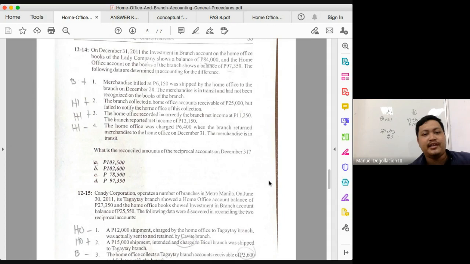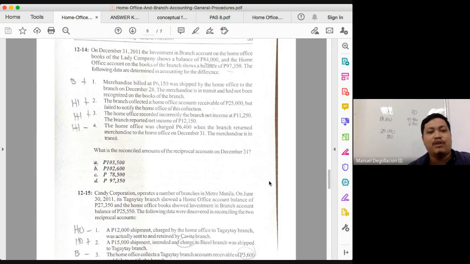Since we're returning it, our entry would be debit, home office, and credit, shipments from home office. Will this still fall under our investment and withdrawal classification, class? Yes, we will treat this as a withdrawal transaction. Okay, so this entry was prepared by the branch. So that means as far as the 6,400 is concerned, the 97,350 balance is already updated.